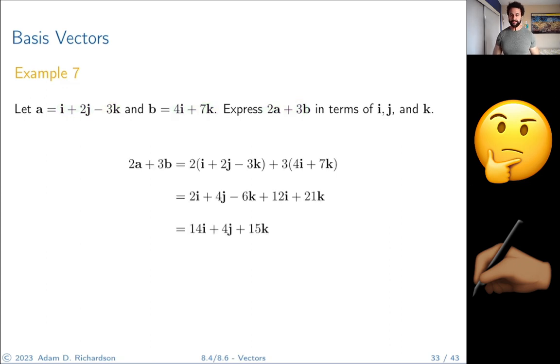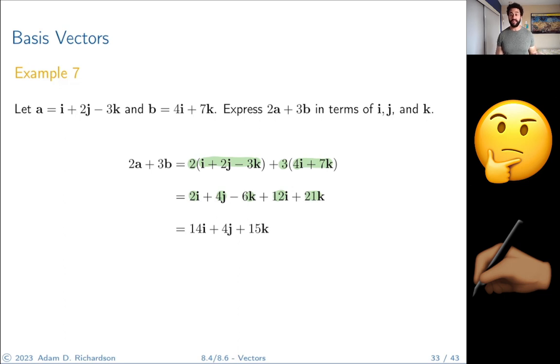All right, here we go. We can use all the properties that we were just talking about before. We know how to do 2A and 3B. That's just scalar multiplication: 2 times the vector A, 3 times the vector B. Distribute, because like we saw, scalars distribute over vector sums. That's the distributive property. So we get 2i plus 4j minus 6k, and then we get 12i plus 21k.